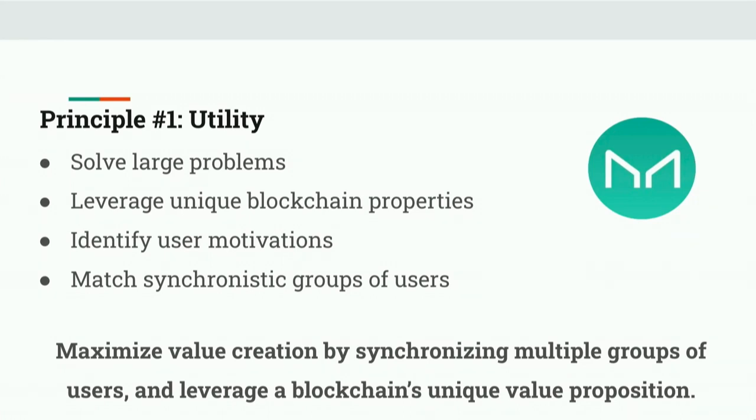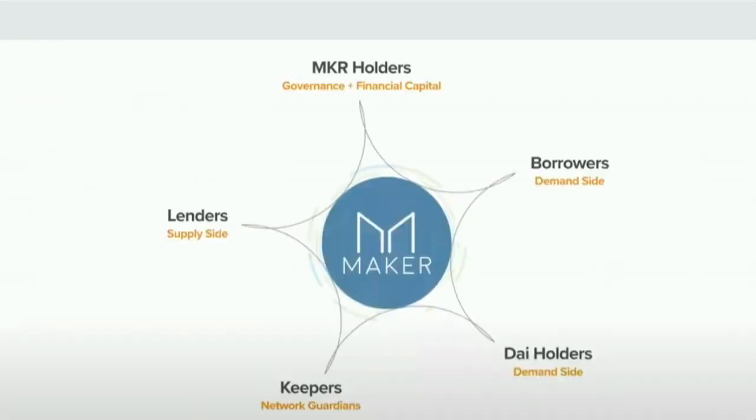So Maker essentially matched up Degen's demand for leverage with more conservative investors' demand for stablecoins. And in this graph over here on the right, those two groups are represented by borrowers and DAI holders. The other three groups are what I call mercenary users. They're just there for the money. They're purely there because they're trying to get yields. And they also serve an important purpose in the protocol.